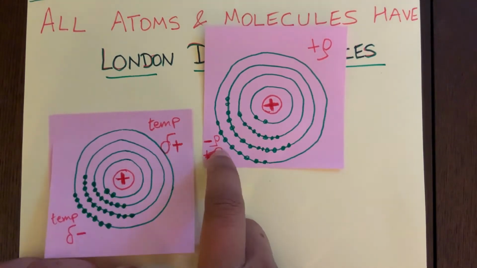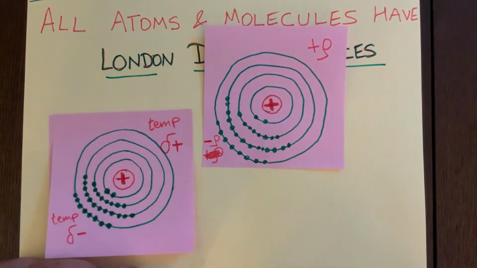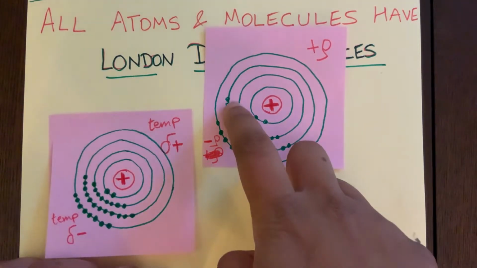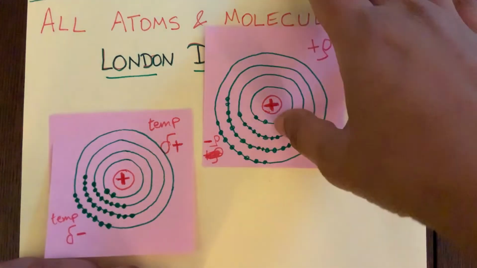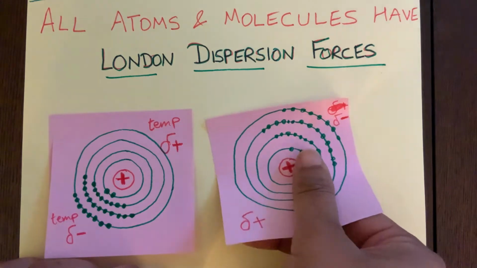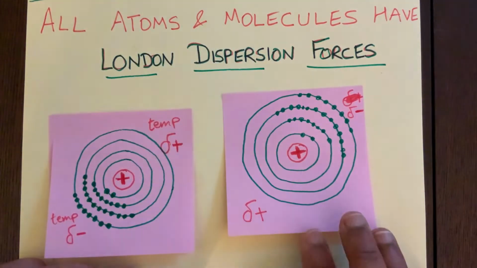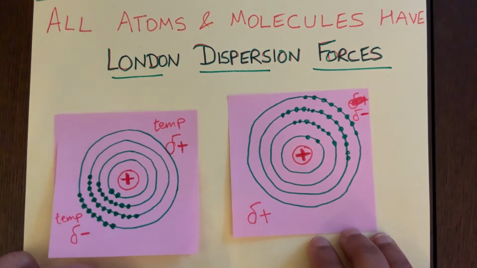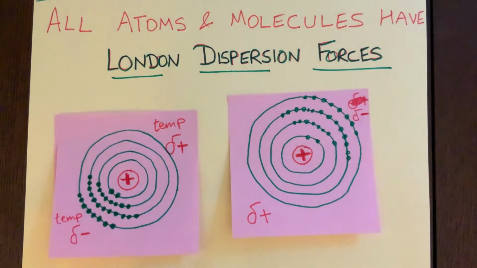It would be a temporary IMF because electrons will continue to move around the atom, but for that instant where this side of the atom has a positive charge and this side has a negative charge, they can connect and form an IMF. We call this particular IMF a London dispersion force. All atoms and molecules have London dispersion forces, because all atoms and molecules have electrons, and all you need are electrons to form these London dispersion forces.